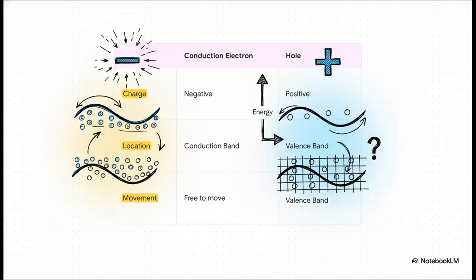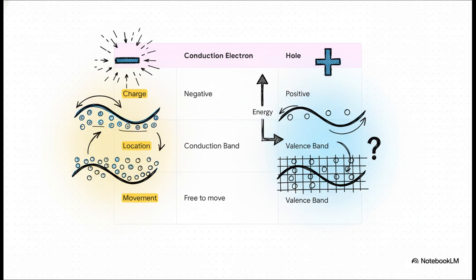This constant buzzing gives us a really clear comparison. So the conduction electron, right, it's negative, it's hanging out in the high-energy conduction band, and it's totally free to move around. The hole is its mirror opposite. It's positive, it's down in the lower energy valence band, and, now this is a really key detail, it only seems to move.